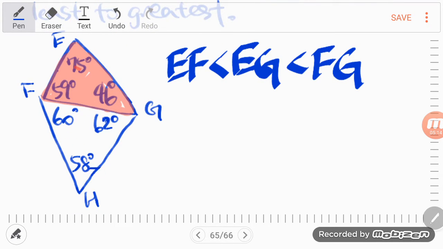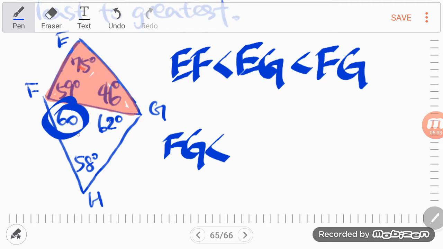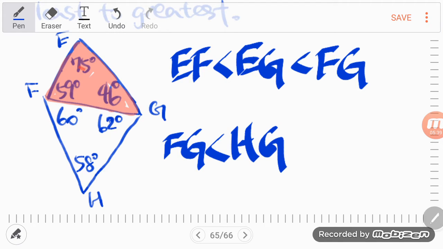Now let us look at the bottom triangle. The smallest angle is 58 degrees, so the shortest segment would be my FG. The medium angle is my 60 degrees, so next would be my HG. And finally, my biggest angle is 62 degrees, so my longest segment would be FH.